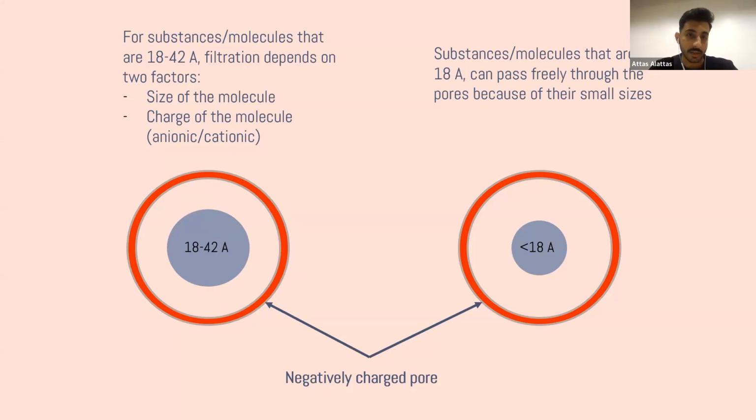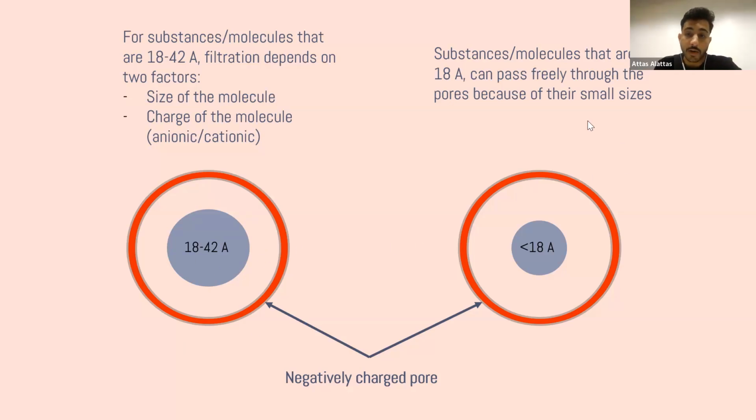So again, just to make it clear, for 18 to 42 angstrom molecules, the filtration depends on two factors: the size of the molecule and the charge of the molecule. Size: if they have a radius closer to 42, they're less likely to be filtered. If the radius is close to 18, they're more likely to be filtered. So the more size, the less they are likely to be filtered. The charge: positively charged molecules are more likely to be filtered than negatively charged molecules for the reason that I explained.